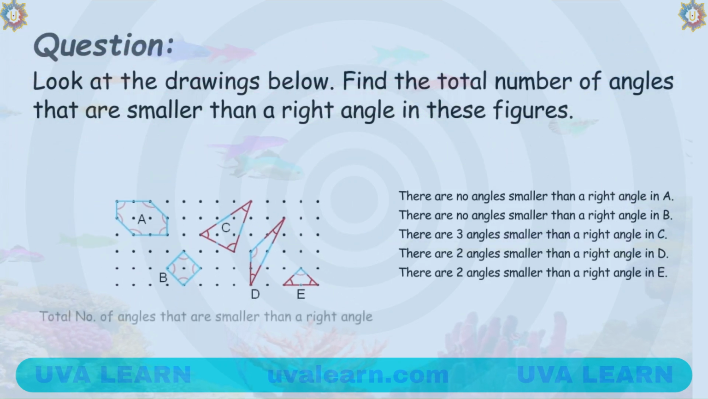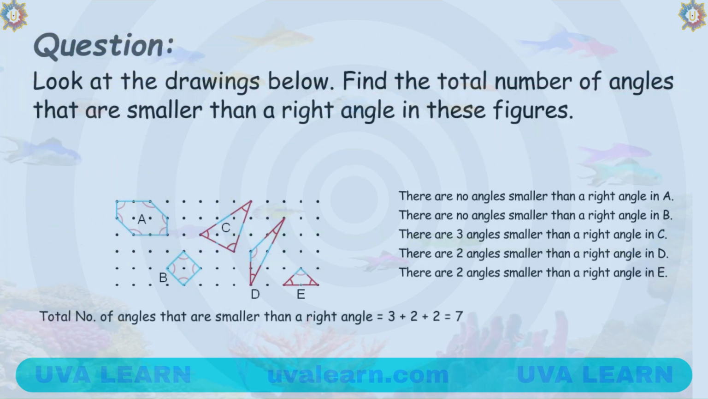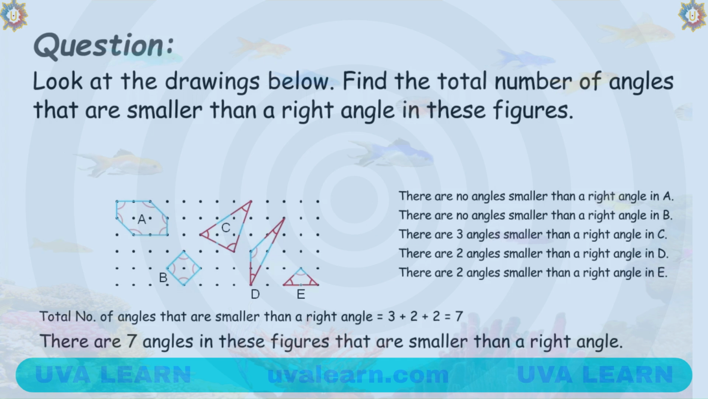So, what is the total number of angles in the drawings that are smaller than a right angle? Let's sum up all the angles which are smaller than right angles in the drawings. 3 plus 2 plus 2 equals 7. So, there are 7 angles in these figures that are smaller than a right angle.